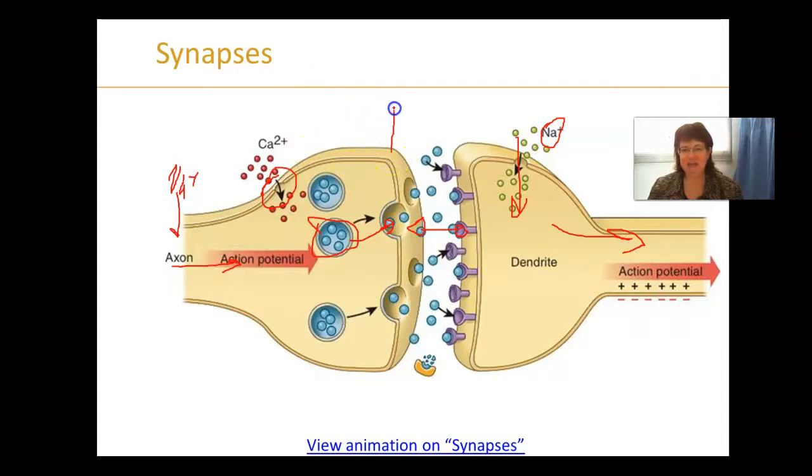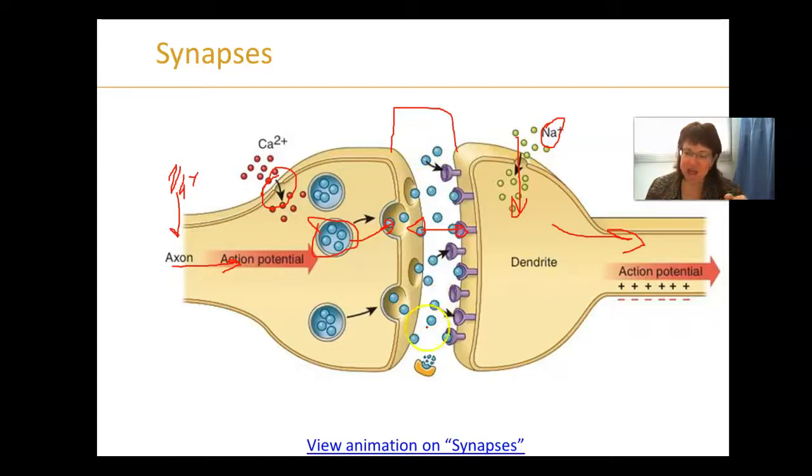Now, this synaptic cleft looks huge, but really it's microns thin, so like hundredths of a millimeter. It's very, very thin, but it's just big enough that the chemicals need to cross.